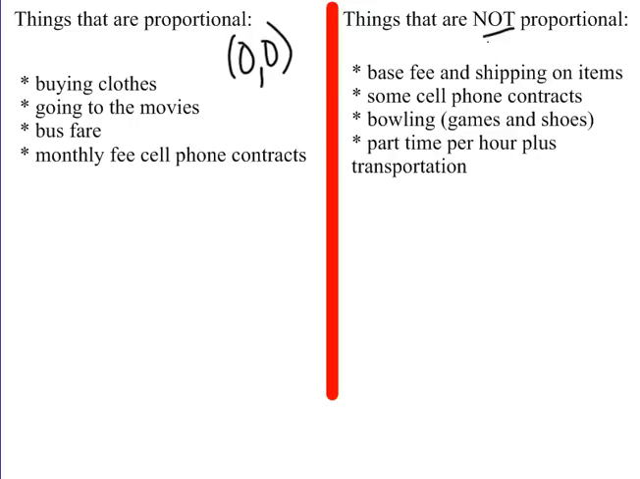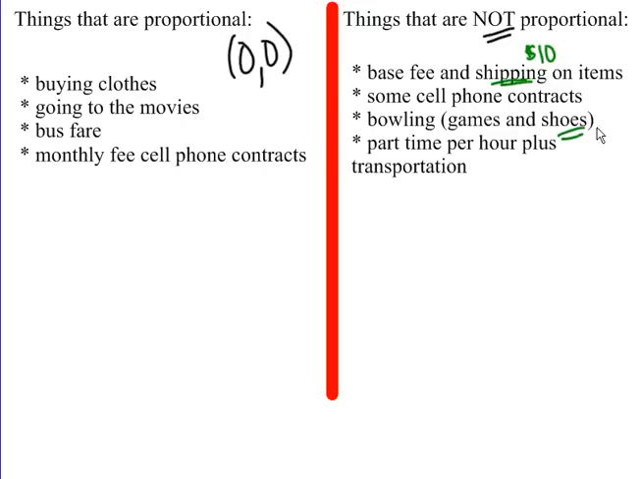Now, things that are not proportional are maybe when you buy stuff. For example, let's say you were buying something online and they charged a $10 shipping fee. Well, you're going to pay $10 no matter what you buy. So that shipping on items is what's going to cost you. Maybe some cell phone contracts, like, we'll charge you $20 a month, but it's $1 a minute. So that's changing a little bit. So that's not proportional.